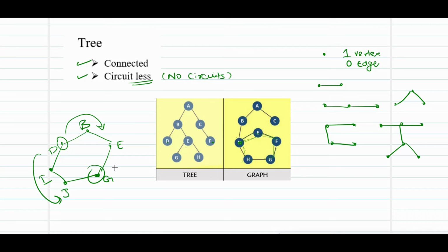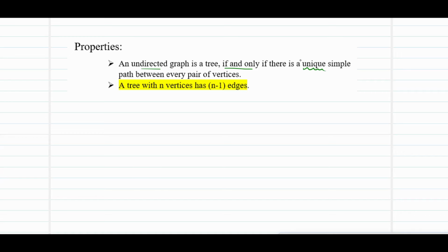So if there are going to be two paths, what will happen? Automatically we see that the tree is developing a circuit. So it happens that you cannot have two paths. The path which you have is always unique. So you can reach between every pair of vertices in a unique way.